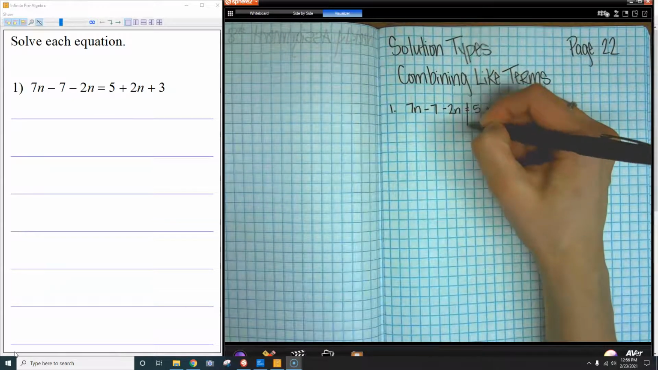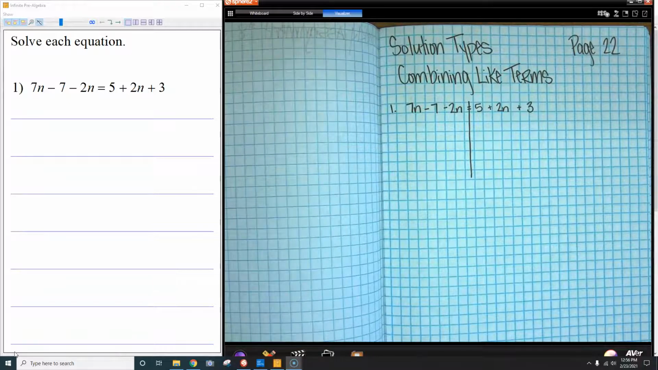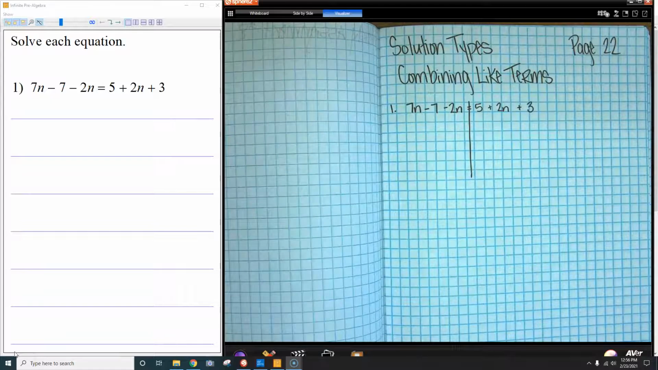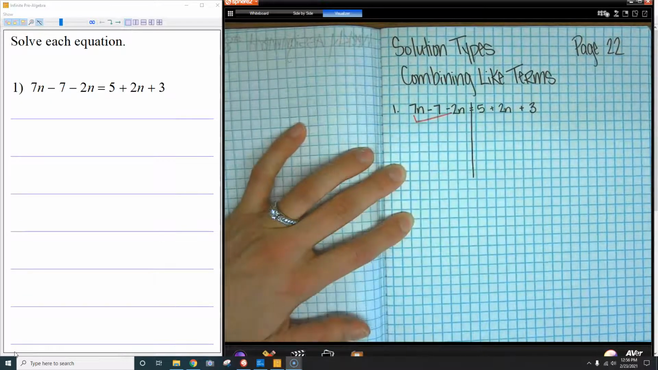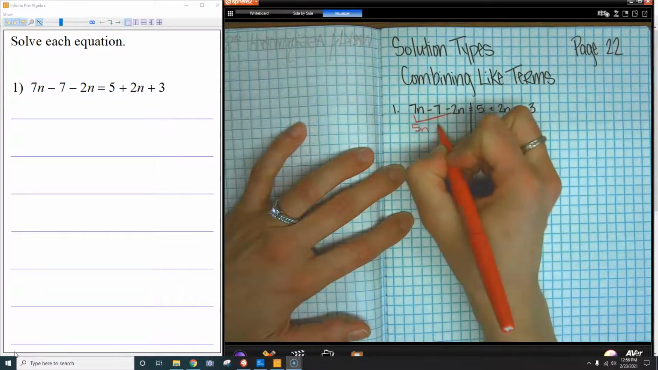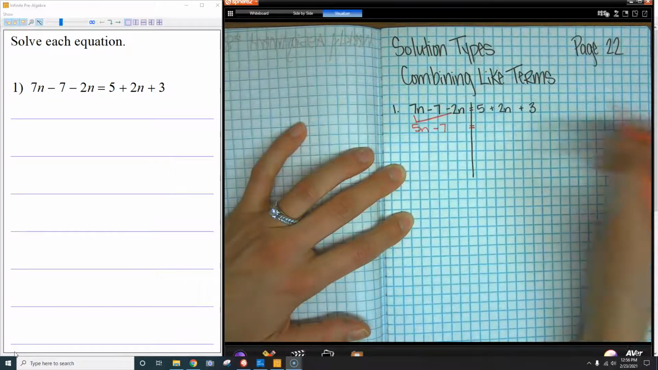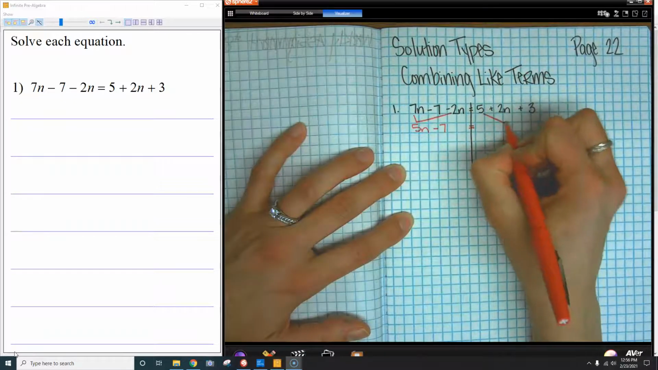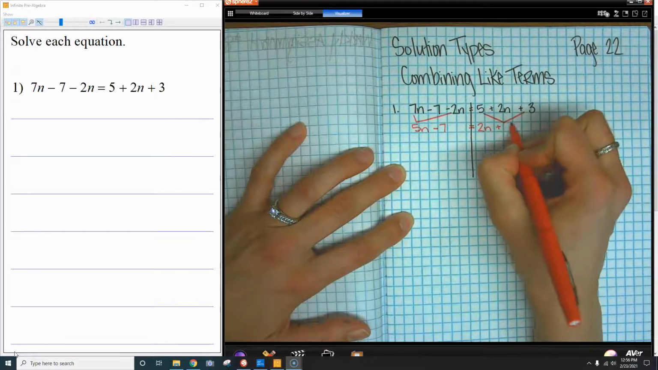So here's my equal sign. And I no longer have just 2 terms on the left and 2 terms on the right. I have more than 2 terms, so that means we're going to have to combine some terms. That's where we use the caret, and we follow whatever sign we have. So on the left-hand side, we have 7n minus 2n, which makes 5n, and I bring down the minus 7, equals, on the right-hand side, I have a 5 plus a 3. So I'm going to bring down the 2n, and then 5 plus 3 is 8.